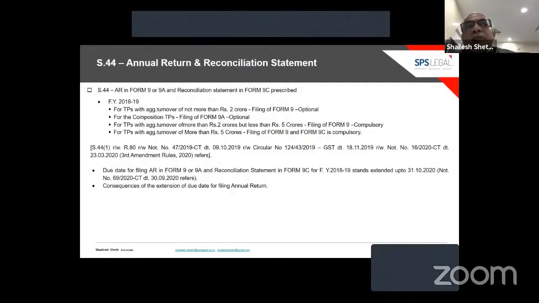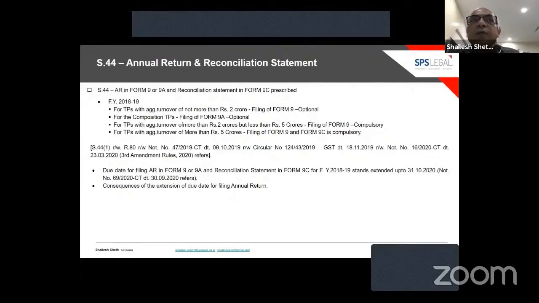Try to file it in the best possible manner, but without jeopardizing anything: your safety, your health, and also the correctness of the return, which is paramount. Because ye return baad mein aap revise nahi kar paoge, and then it will have very serious ramifications, which should be avoided.